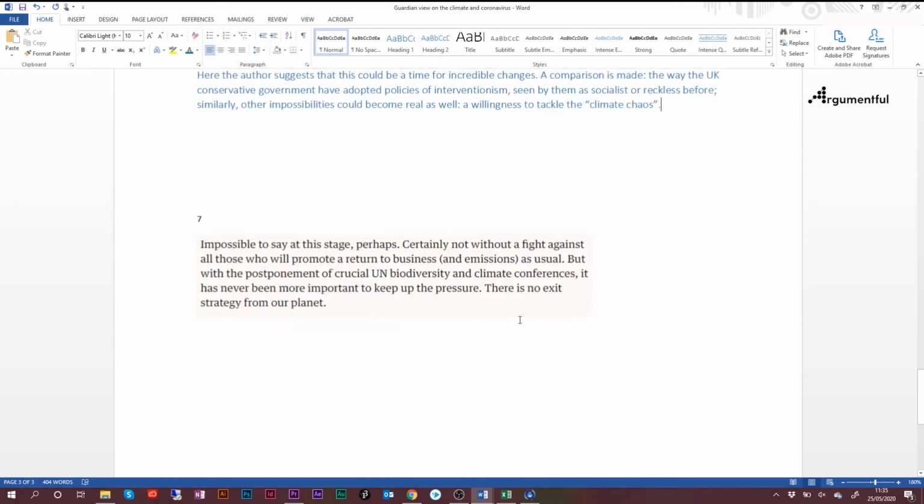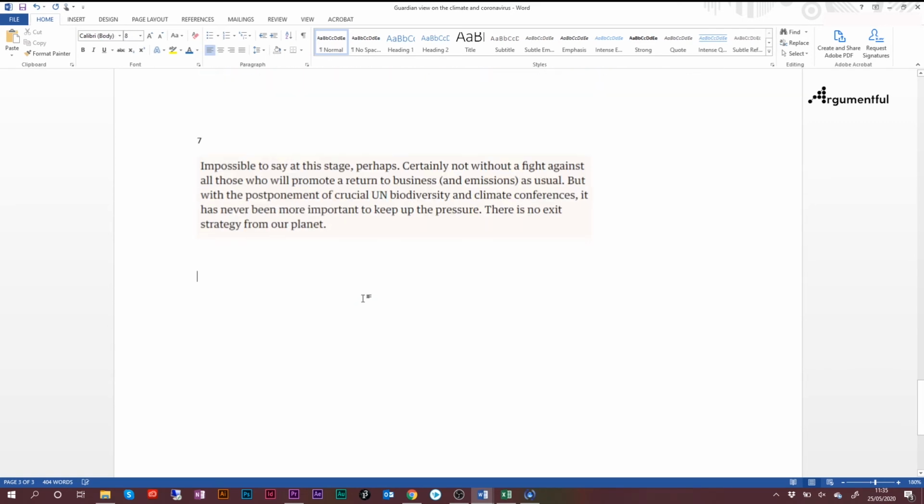Impossible to say at this stage, perhaps. Certainly not without a fight against all those who will promote a return to business and emissions as usual. But with the postponement of crucial UN biodiversity and climate conferences, it has never been more important to keep up the pressure. There is no exit strategy from our planet.